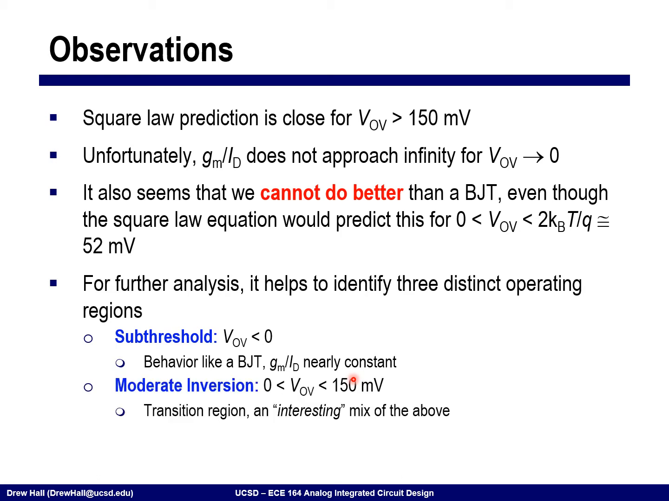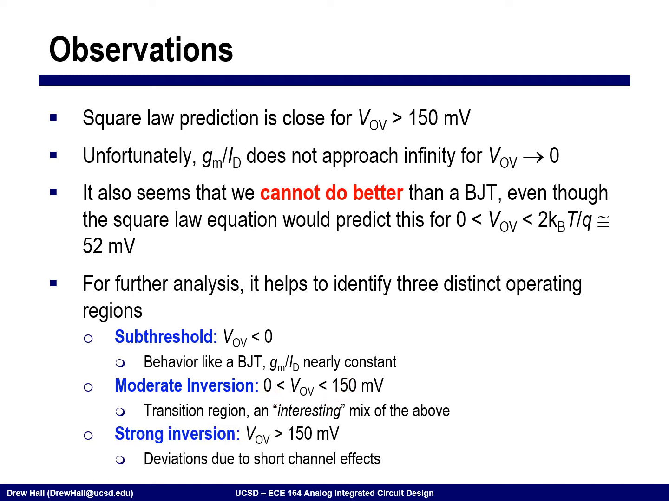In moderate inversion, when we have VOV less than 150 millivolts, this is the transition from different carrier mechanisms, and so we get this interesting mix of true MOS-like behavior and BJT-like behavior, and that's why we try to avoid this region of operation. And then in strong inversion, the deviations here are primarily due to any kind of short channel effects that we're going to see from the MOSFETs.